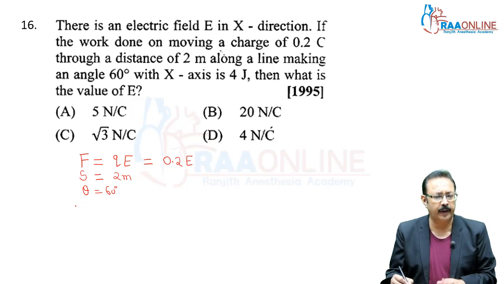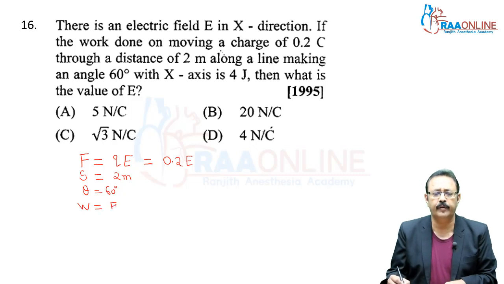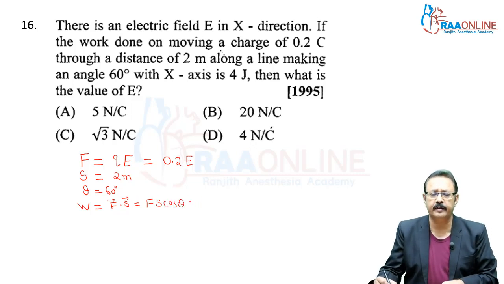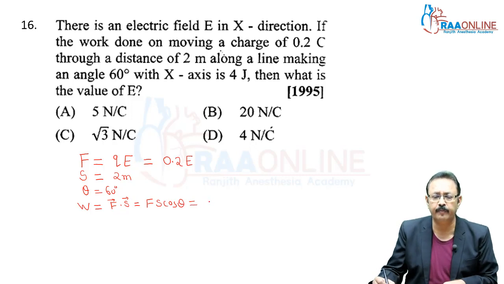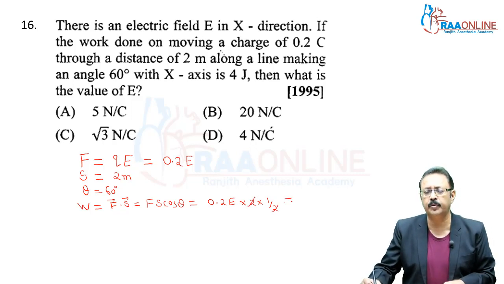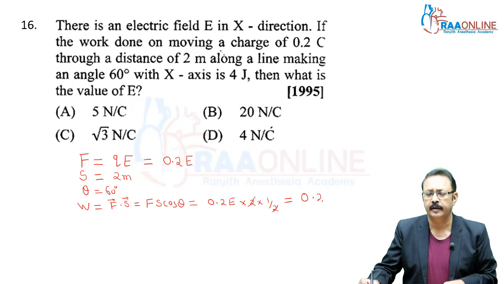So we know from mechanics that work done is equal to F dot S. F dot S means F S cos theta. So what should be the work? Work should be F, which means 0.2 E, S means 2, cos 60 means 1 by 2. So what work are we getting? 0.2 E joule.